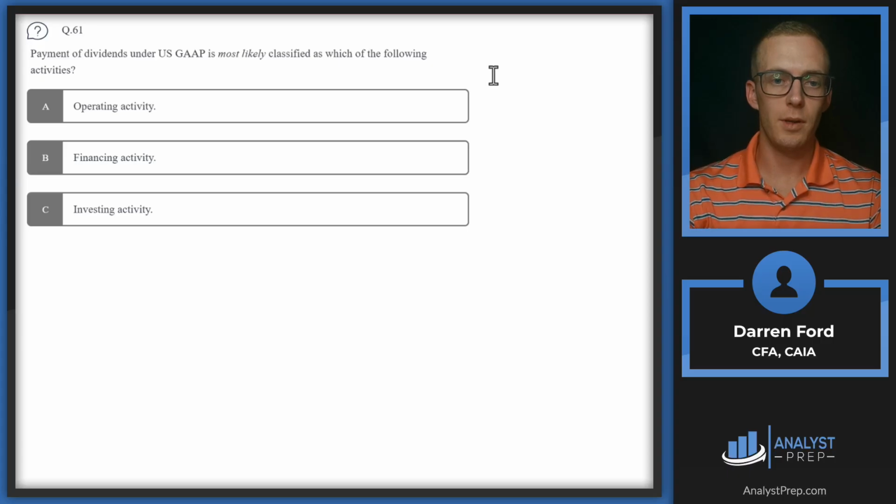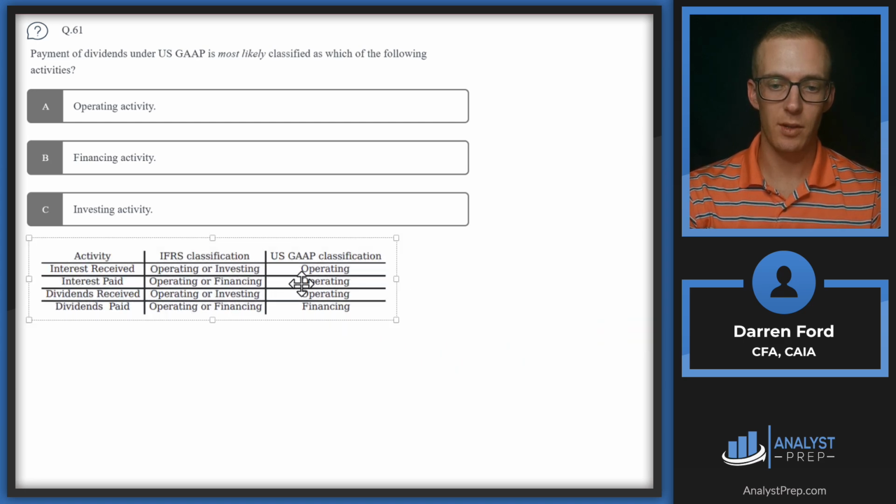Question 61. Payment of dividends under U.S. GAAP is most likely classified as which of the following activities? So we've got operating activity, financing activity, or investing activity. I'll pull in this nice chart here that we have from the reading. And we can see here that dividends paid under IFRS can be operating or financing, but we want to know GAAP, which is going to be included under financing. So we can go ahead and choose B here.